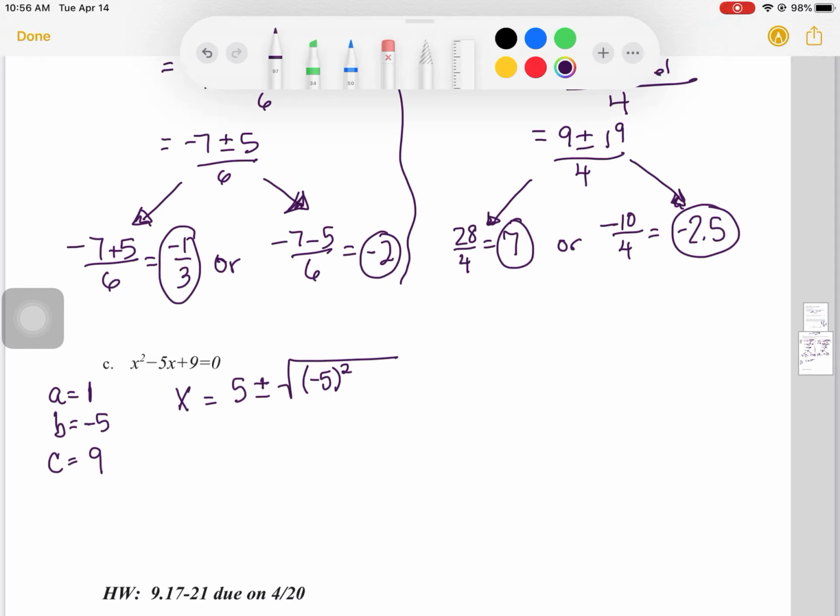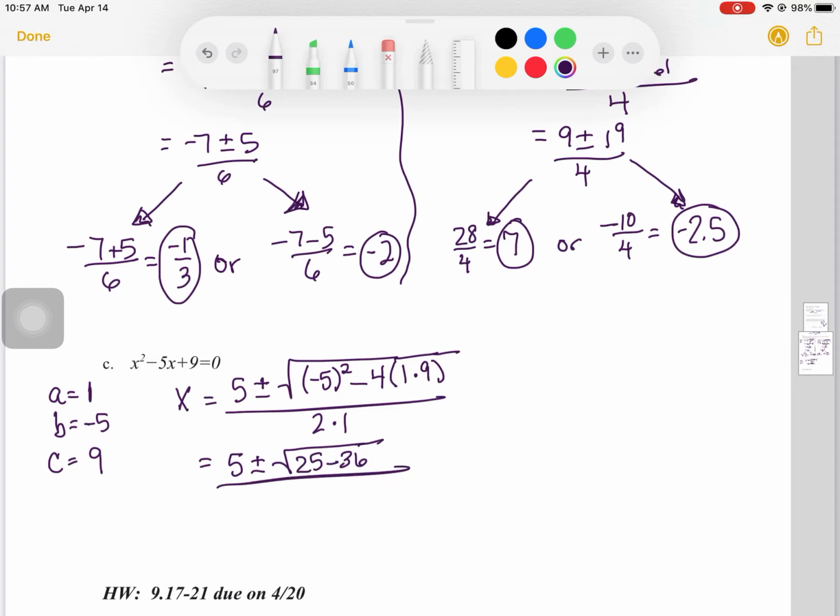-5 squared. Any B squared is always going to be a positive number. There is absolutely no way. If you got a negative value for B squared, then you did not square it correctly. I just want to point that out. That doesn't mean you won't necessarily get a negative under the radical, just that B squared should never come out negative. So 4 times 1 times 9, all over 2 times 1. So it's 5 plus or minus the square root of 25 minus 36.